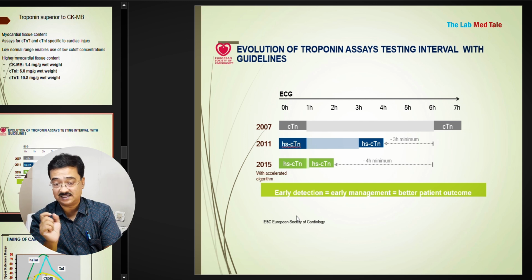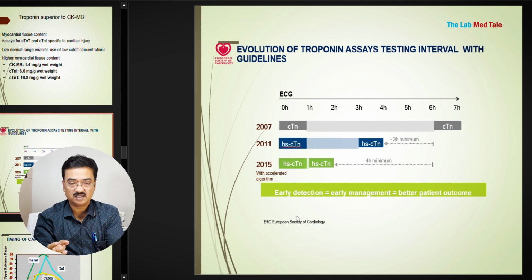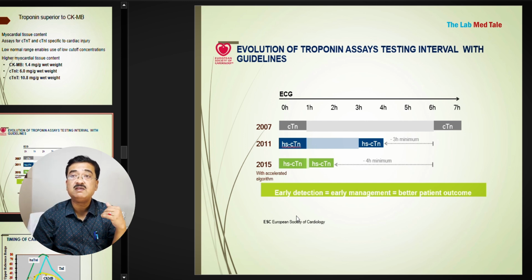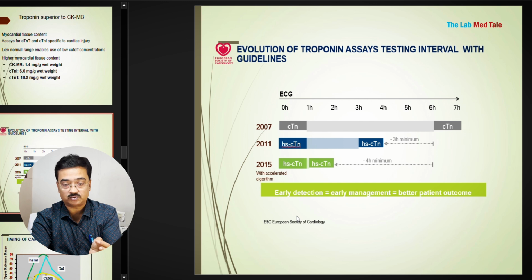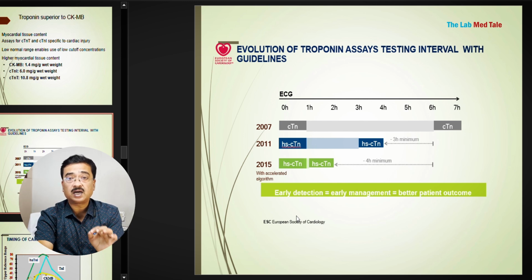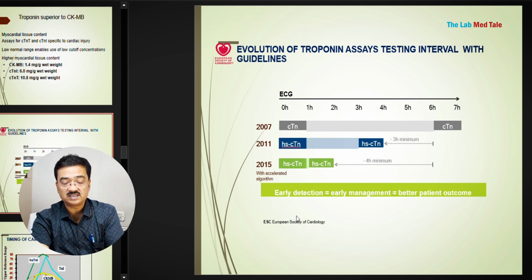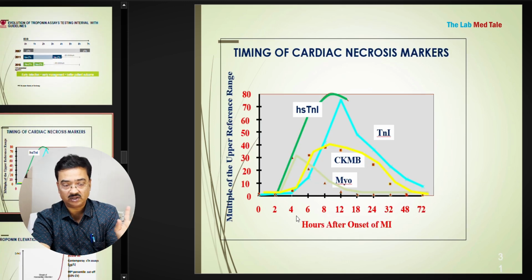Then high sensitive troponin came into the market, so the recommendation was to detect high sensitive troponin at 0 hours and then at 3 hours. But now it has become even more dependent on troponins. It is recommended to do it every hour, because the hourly change of troponin can also be a diagnostic marker of an ACS. So this is what our cardiac marker timings are, as I have already discussed.